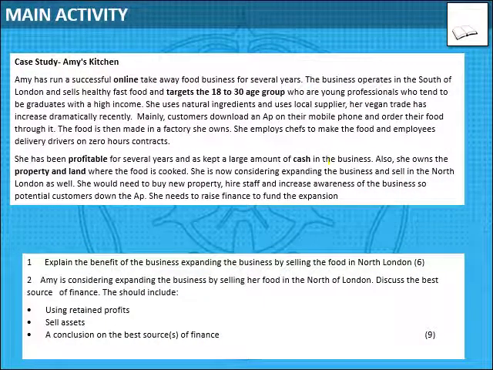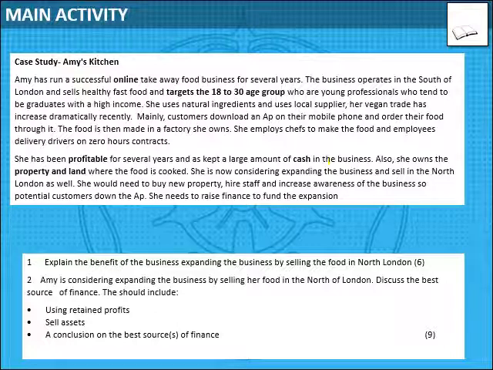Right, so what you are looking at here, and I've given you a case study on Amy's Kitchen. Now, what I want you to do, without giving away the answer, is answer a 6-mark question and a 9-mark question. When you're answering the 6-mark question, explain the benefit of the business expanding by selling food in North London. What I would like you to try and do is develop the point by using 6 sentences.